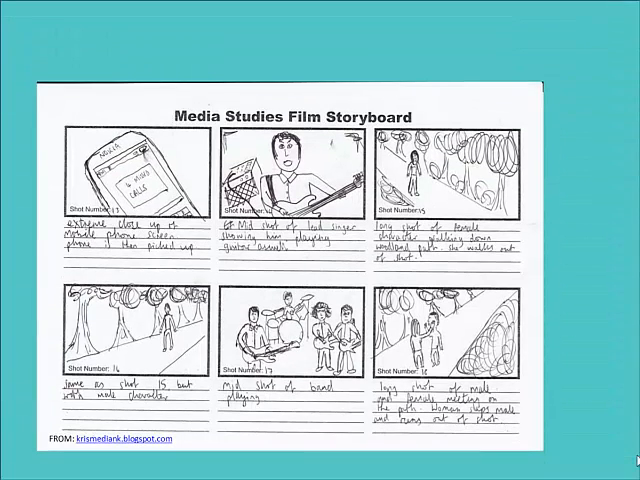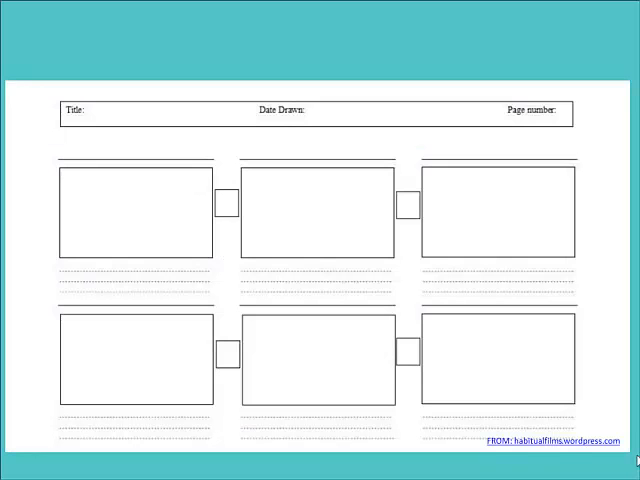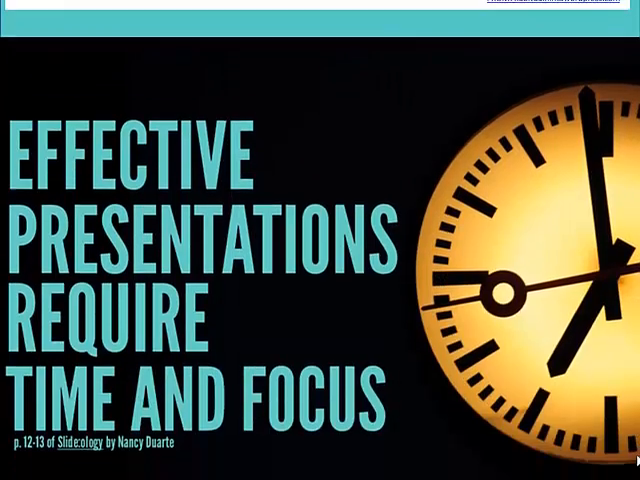When a movie is made, the script is first presented in this format. It's called a storyboard. The writers think about the script in terms of scenes. What will happen in this scene? What's next? What will it look like? What will it sound like? What's happening in each scene? And you might find it useful to plan your presentation using a storyboard.